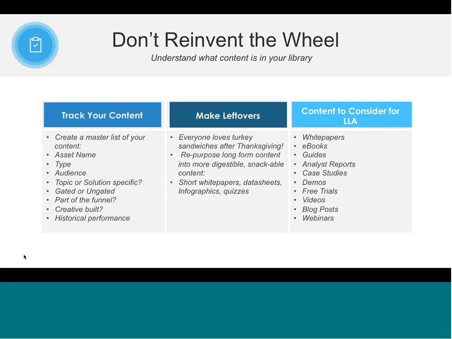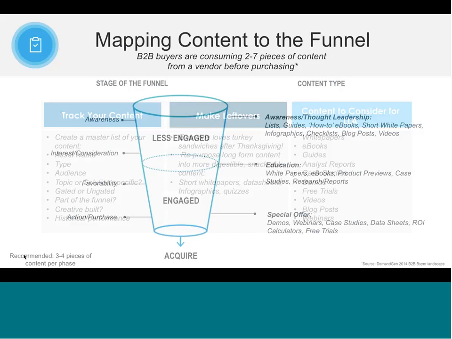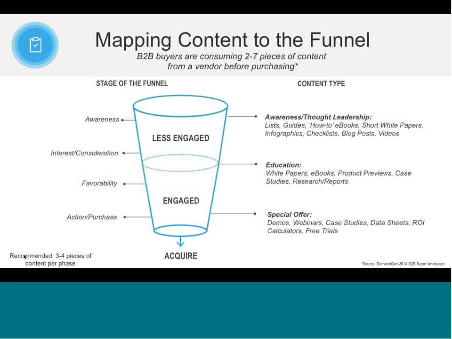From there, you want to look at content to specifically consider for LLA, and we'll get into this more as it makes more sense in relationship to the funnel, but I've listed out a laundry list here. Looking at the next slide, you see where these content pieces fit in relationship to the funnel. This is what you really want to consider. We know that in the B2B buyer's journey, people are consuming a lot of content all along the way, so we want to make sure we're getting in front of people with the right content at the right time for whatever stage they're currently at.